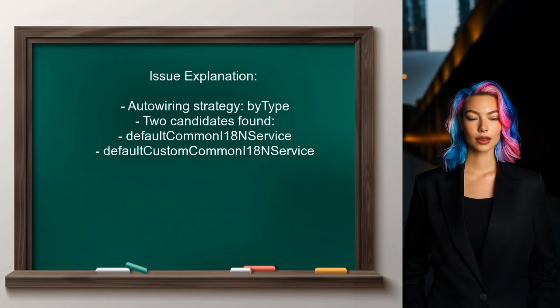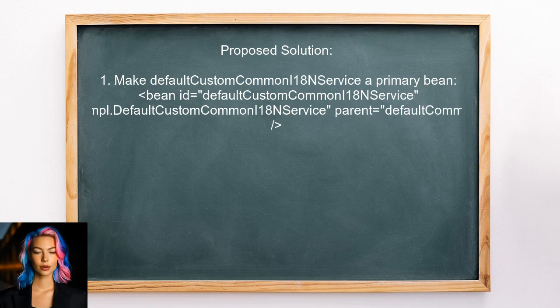This user points out that the issue arises because the auto-wiring strategy for the default converter registry is set to by type. This means Spring finds two candidates for the CommonI18N service bean, causing confusion about which one to inject. To resolve this, they suggest making the default custom CommonI18N service a primary bean by adding primary equals true. This will ensure that it is the one that gets auto-wired.